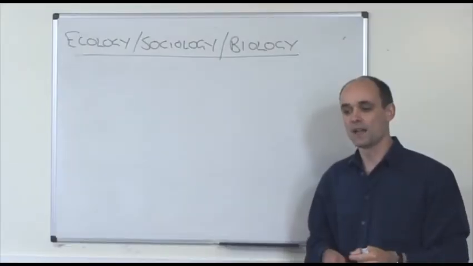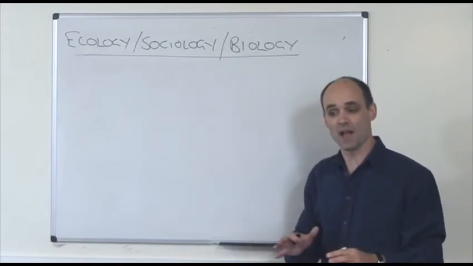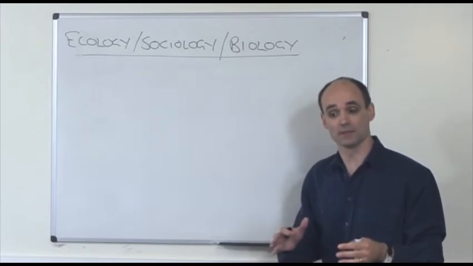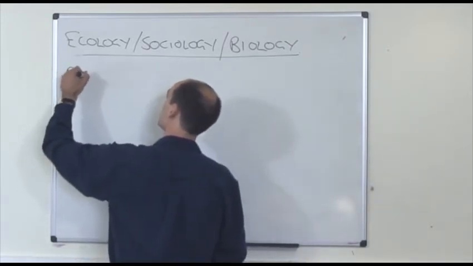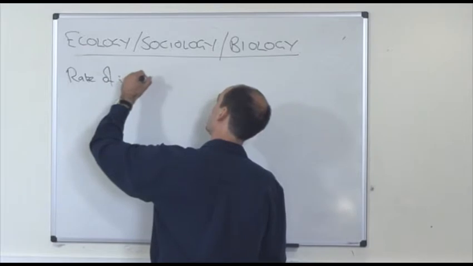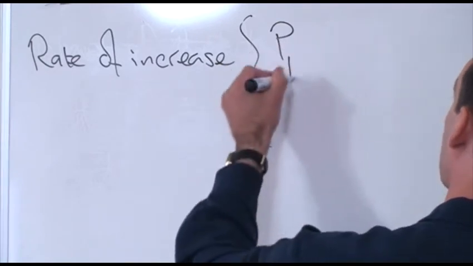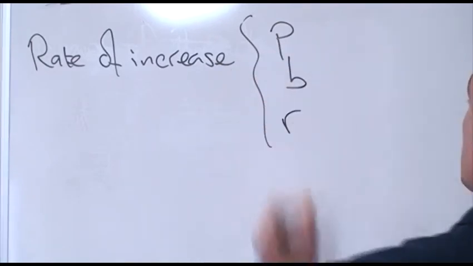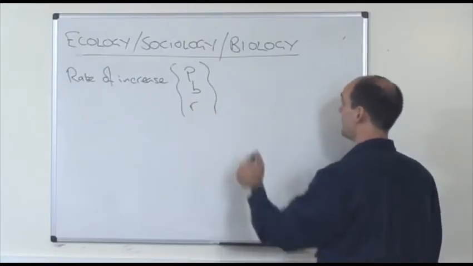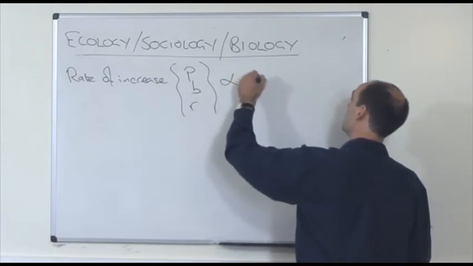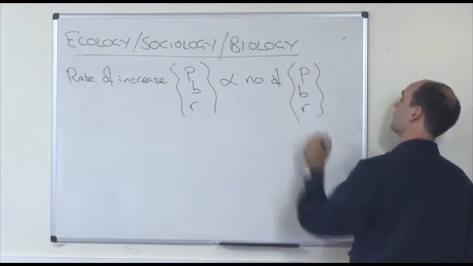The final example I was going to give is in the field of ecology or sociology or biology, basically anywhere where you're interested in population dynamics. And in population dynamics, often you find that the rate of increase of whatever is in your population, it could be people, let's call that P, it could be bacteria, let's call that B, it could be rabbits, let's call that R, whatever, then the rate of increase of these things is proportional to the number of whatever it is you have, people, bacteria, rabbits.